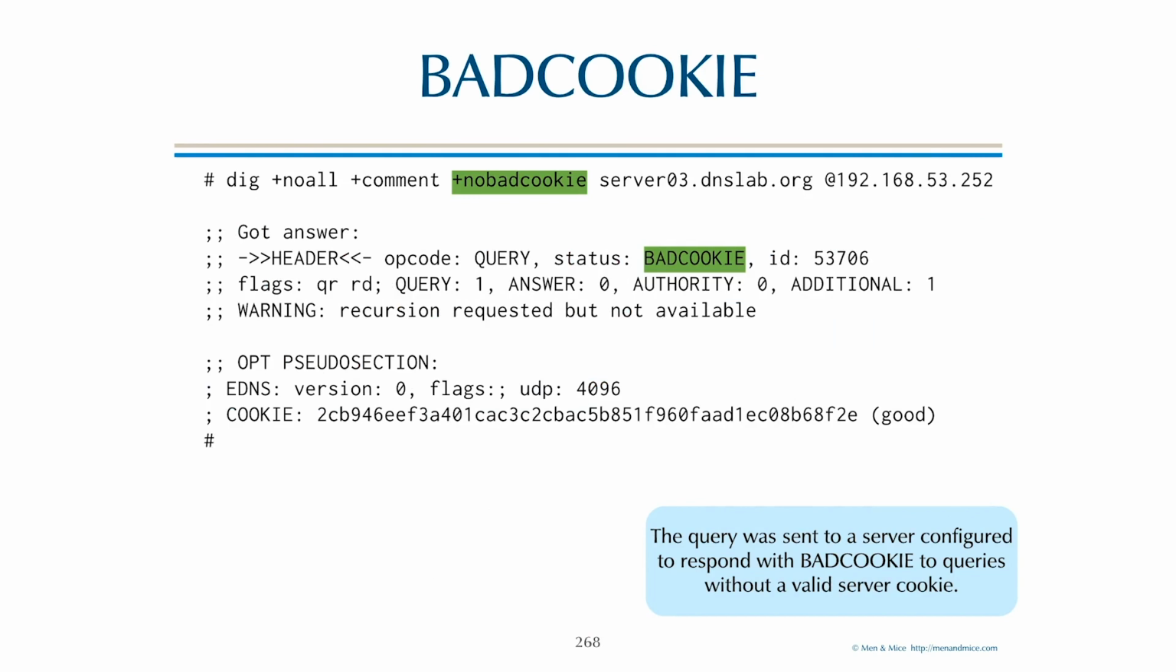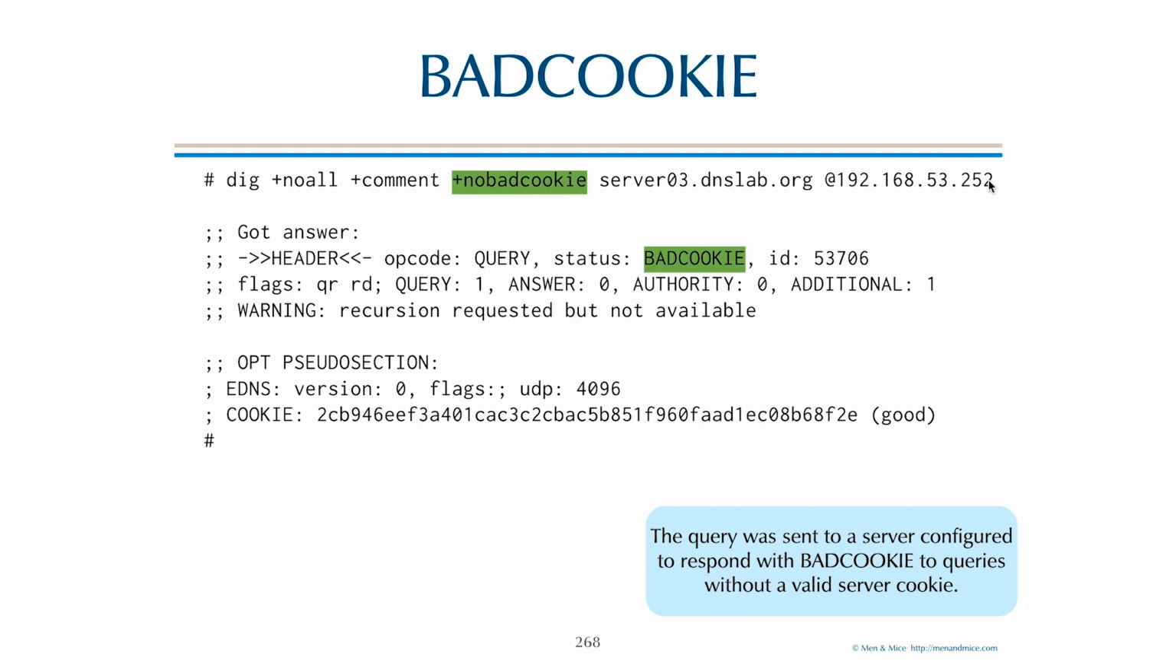Different server here. This was done in the lab environment of our courses, and we set up one of the servers to respond with BADCOOKIE. And here we send a dig, and we say, do not requery if it is a BADCOOKIE response, and we send that query to this server, 192.168.53.252. And that server's configured: if you don't get a valid server cookie, send BADCOOKIE.